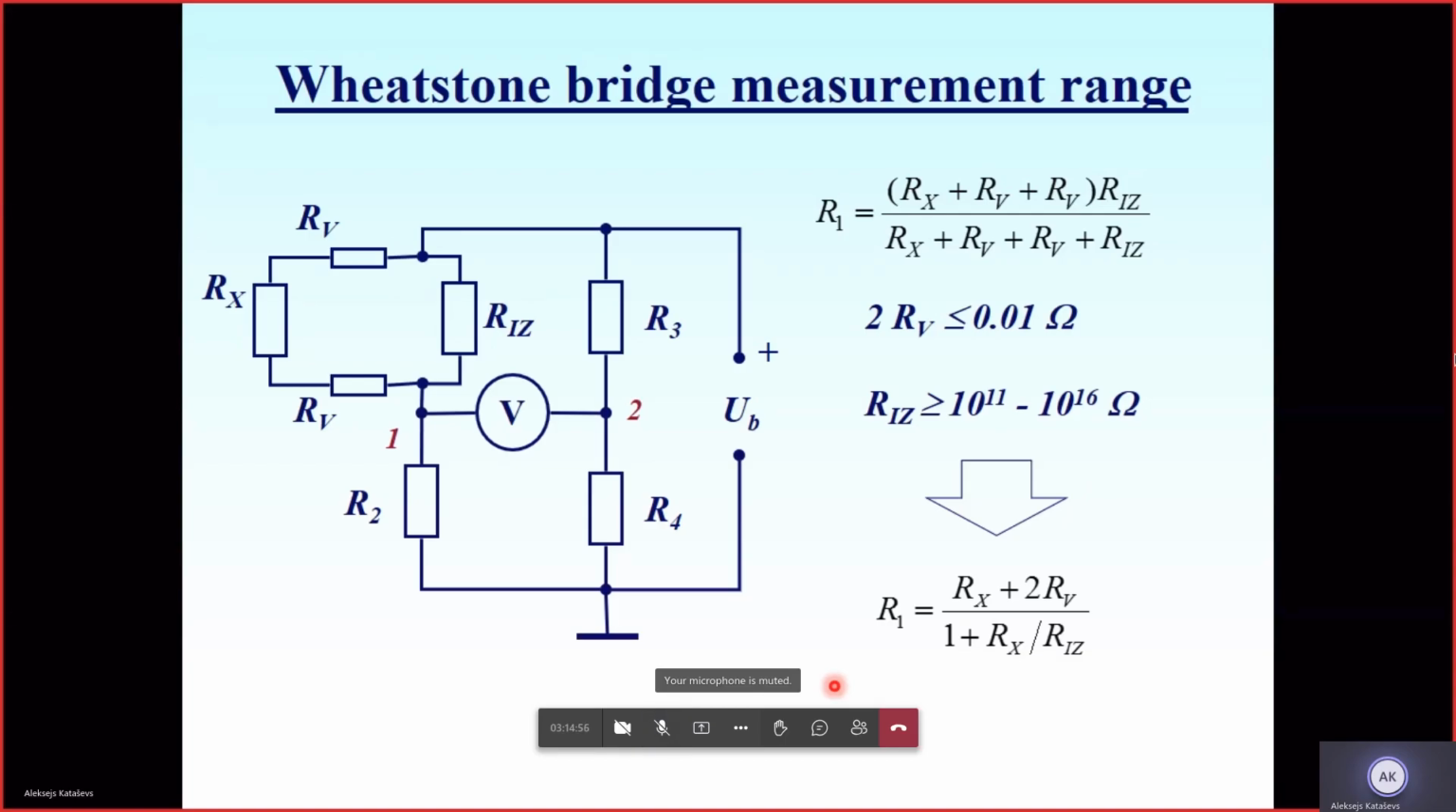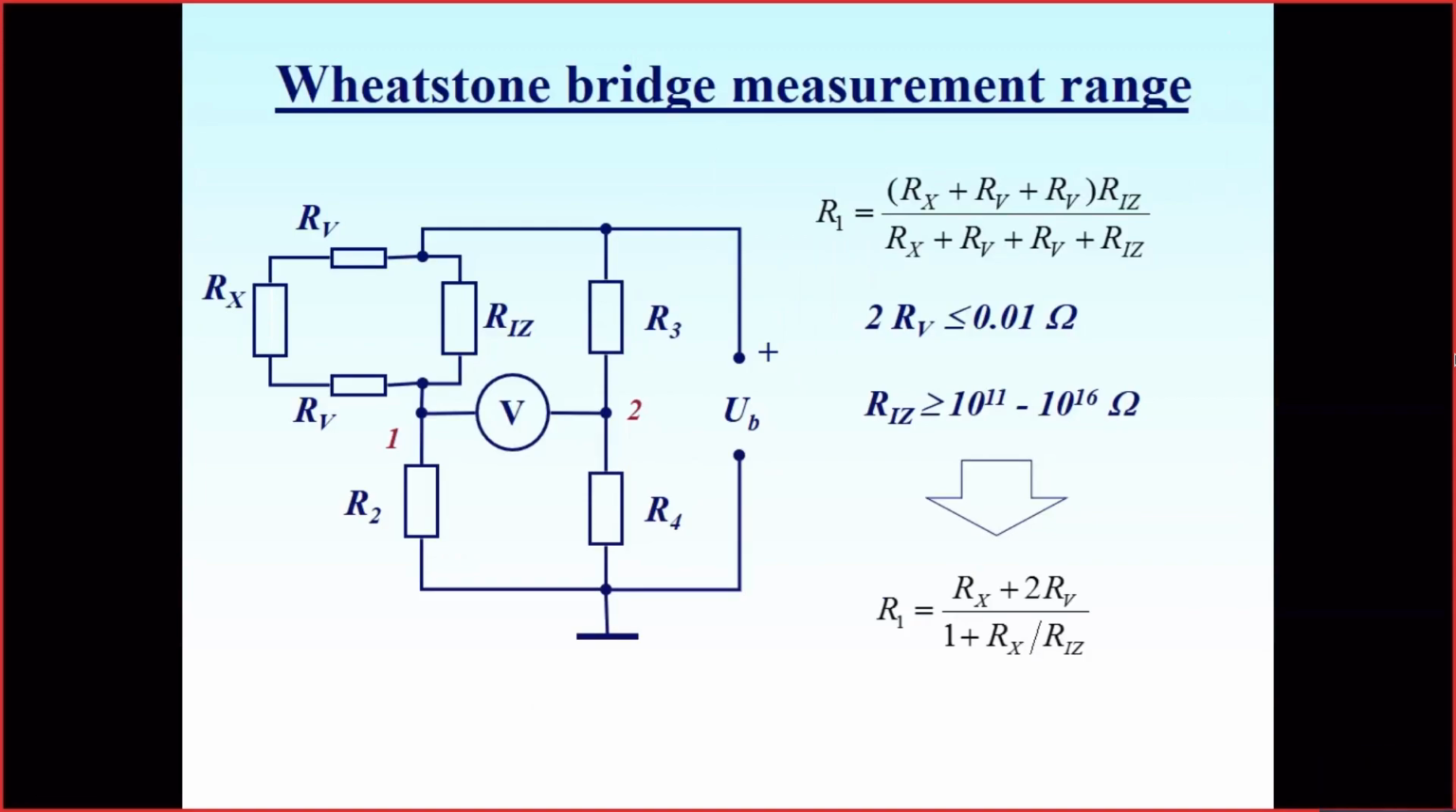Okay, so speaking about the accuracy of the Wheatstone bridge, what is interesting now is related to the accuracy. The question is how big or how small resistances we could measure using the Wheatstone bridge. Why should we ask such a question?